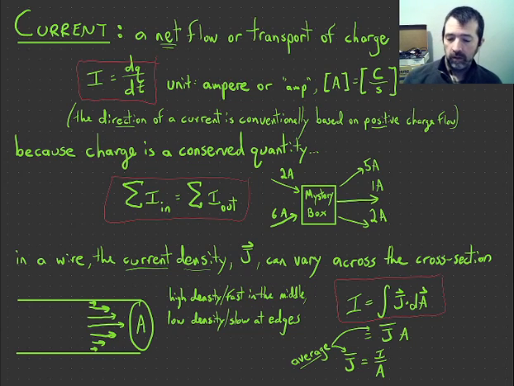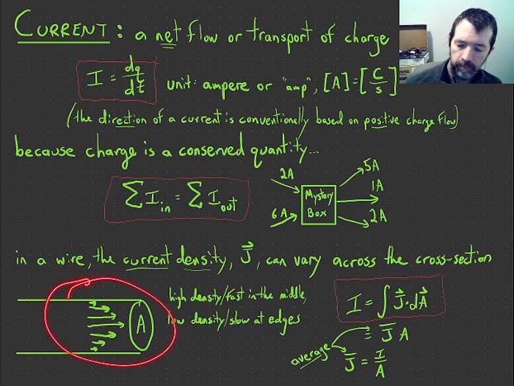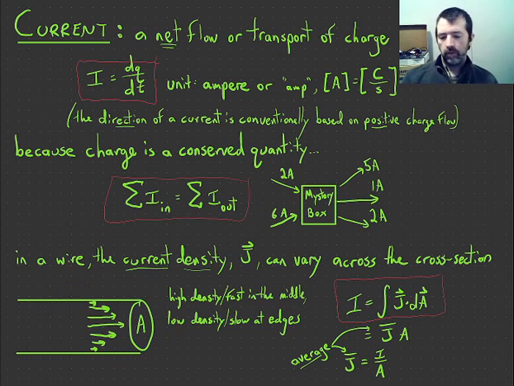Occasionally, you'll see something like this illustration at the bottom, where the current is more intense in the middle than it is near the edges. That's a more realistic way of thinking about how the charge actually moves through the wire. And so we express that in terms of this quantity J, which is called a current density. So it has units of amps per meter squared.